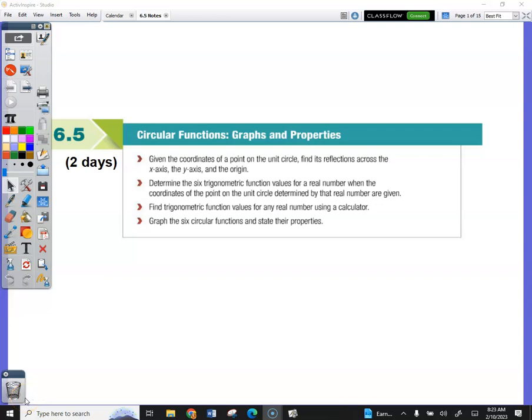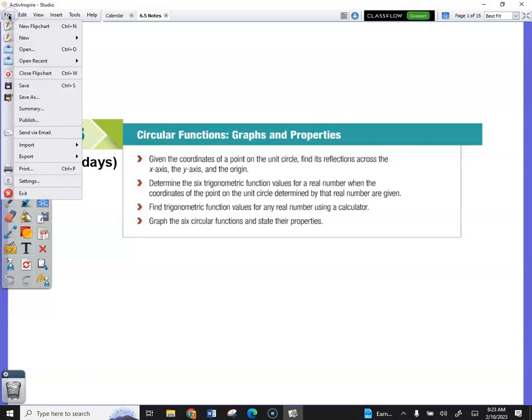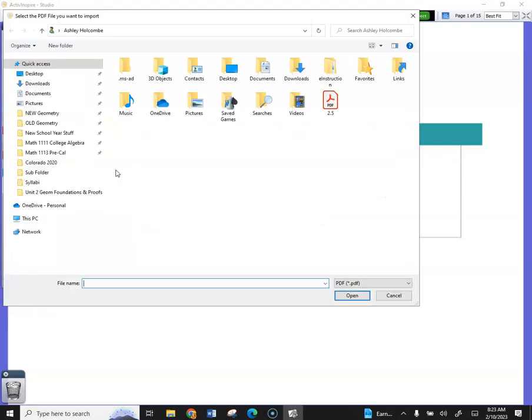All right, it's 6:05. Let me pull up the building unit circle.